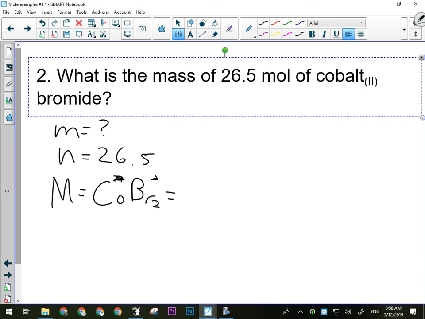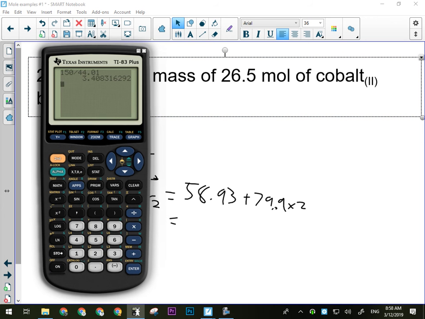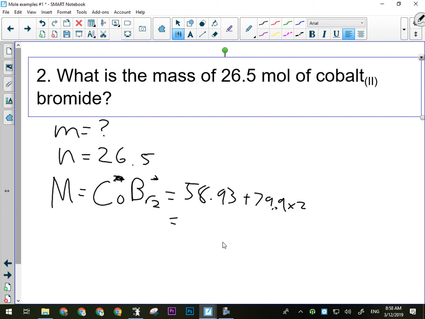All right, so our molar mass, we're going to have 58.93, that's our cobalt, plus 79.9 times 2. That's our 2 bromines. All right, so we are looking at 218.73 grams per mole, sorry, grams per mole. All right, so there's our molar mass.